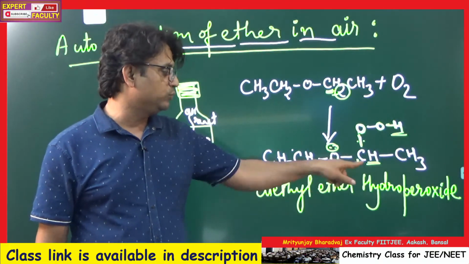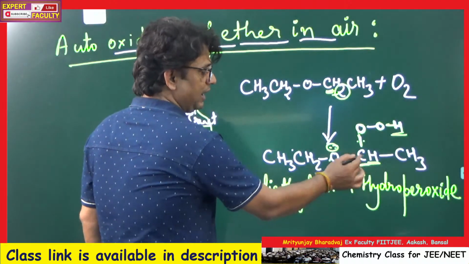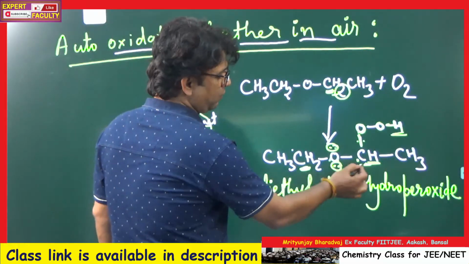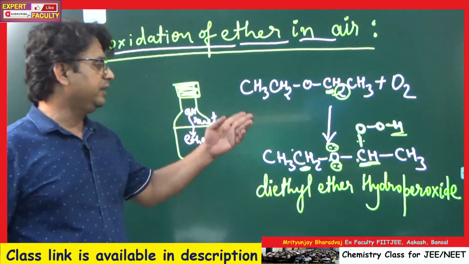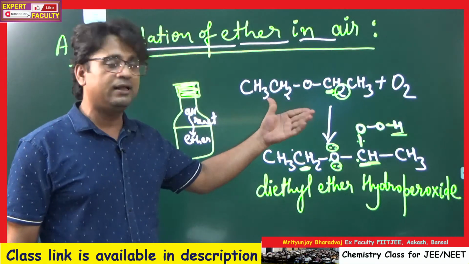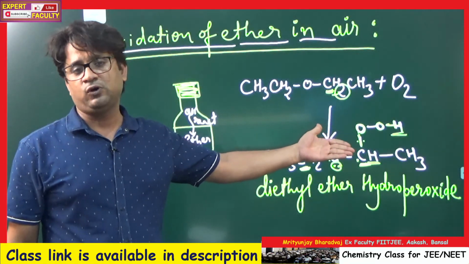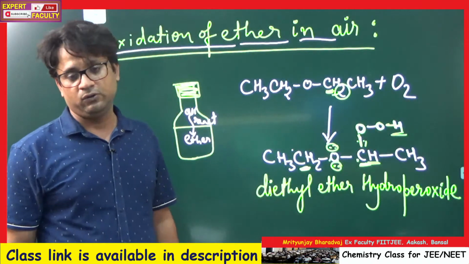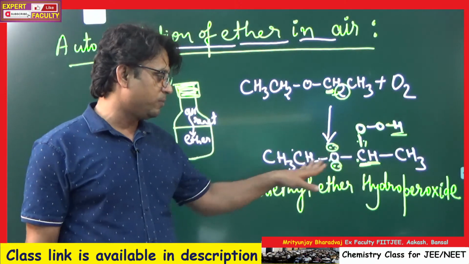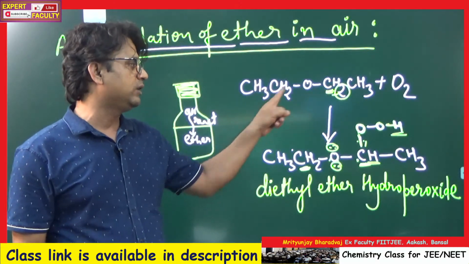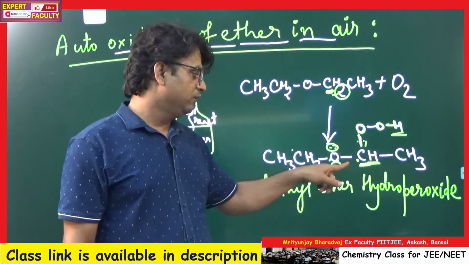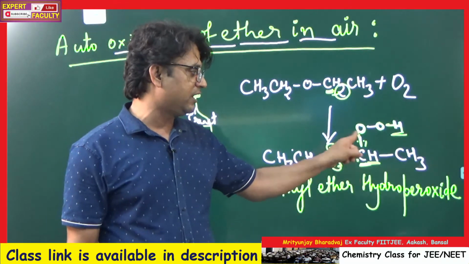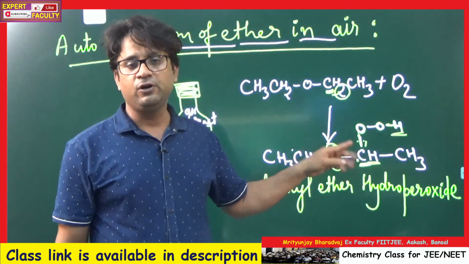That's why only the carbon at the alpha position is involved. I have taken this carbon, but you can take either this one or this one. If the ether has unsymmetrical alkyl groups, then the alkyl group with higher stability for positive charge will participate in the formation of this peroxide. Here we have a symmetrical ether, both are ethyl, so either of the two carbons bonded with the oxygen can form this.